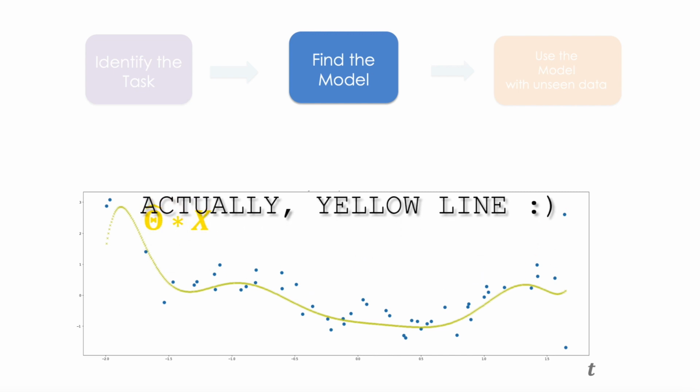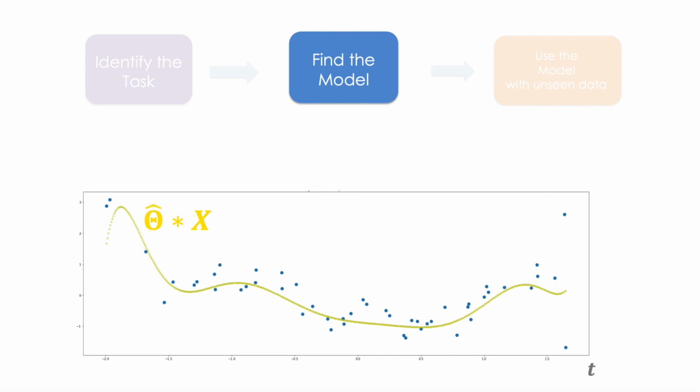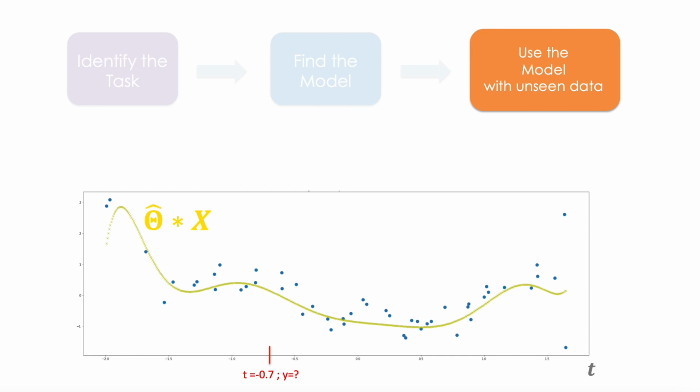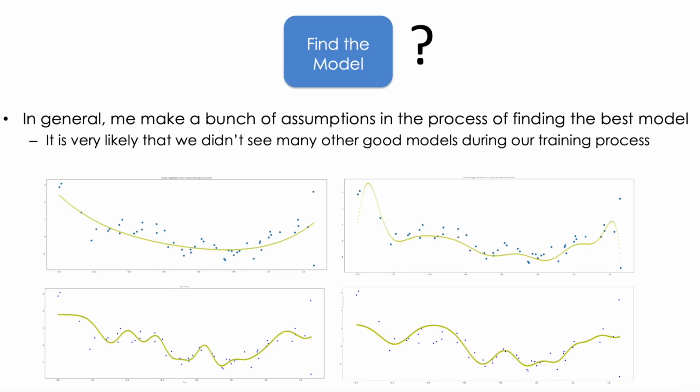And then whenever we need to predict for a new data point, we just need to multiply our new data point by the parameters theta. If we have a new data point located at t equals minus 0.7 and we need to find y, we just project and use our model to know the prediction for t. But here we have a problem.